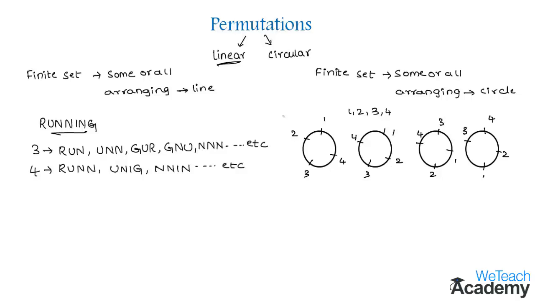Now let us discuss some differences between circular permutation and linear permutation. A linear permutation has a first place and also a last place. Whereas in the circular permutation, there is no starting place and there is no ending place.